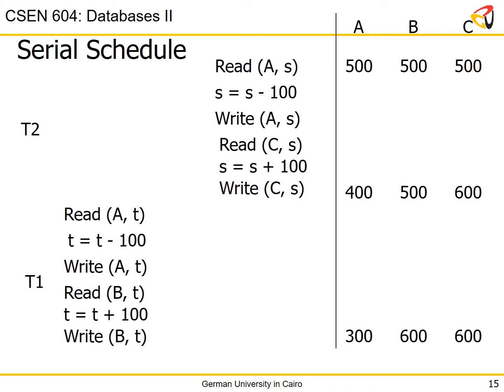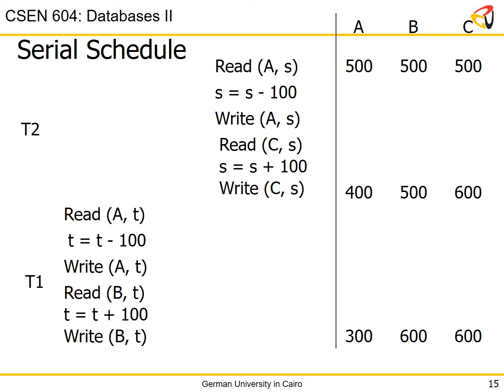So if you have only two transactions, then we have two serial schedules, two possibilities, T1 followed by T2 or T2 followed by T1. If we have three transactions, any permutation where each one is running from beginning to end is a serial schedule. It's an acceptable final output. So it could be T1 followed by T2 followed by T3, or T3 followed by T1 followed by T2, or T1 followed by T3 followed by T2, and it goes like this.